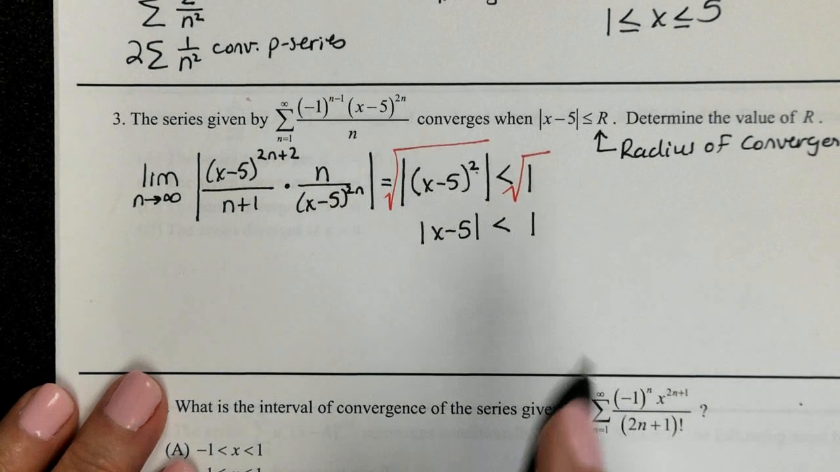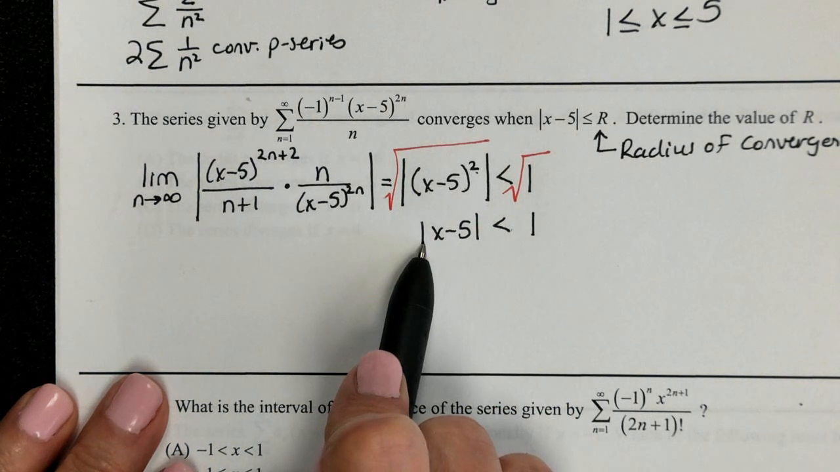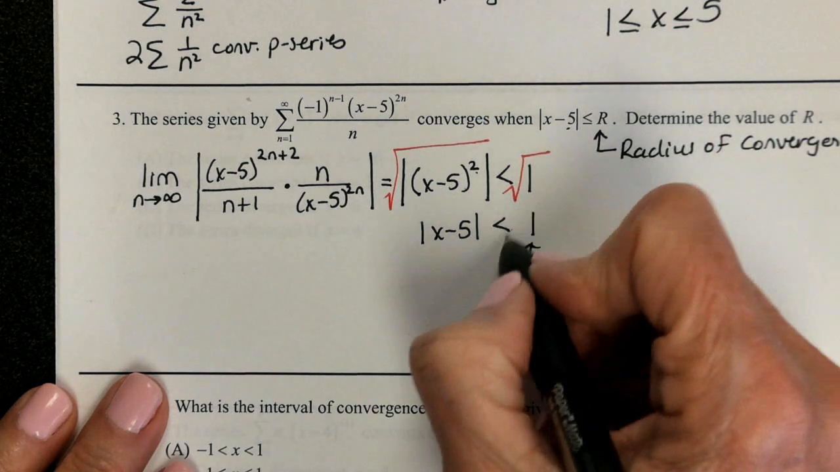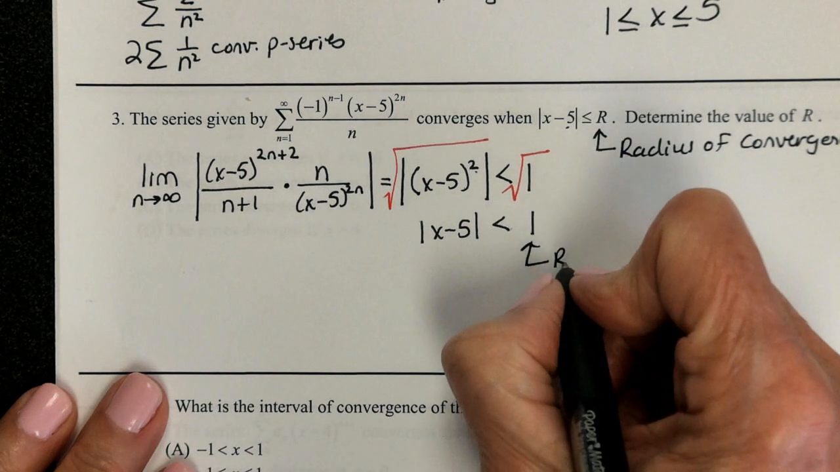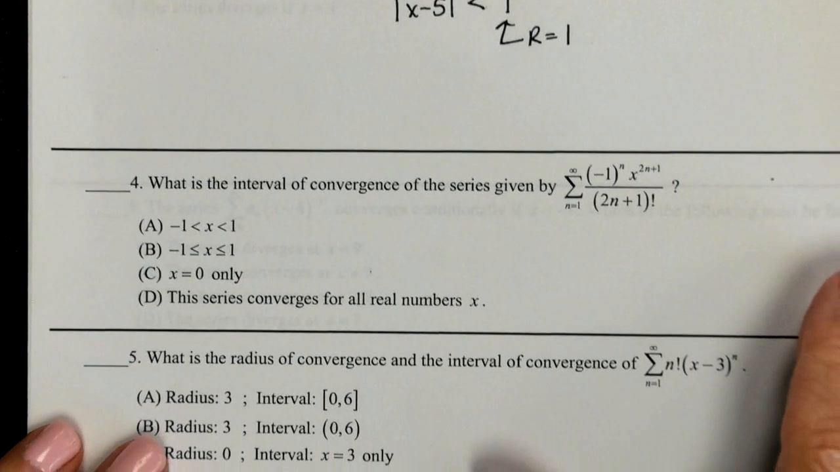Okay, sidetrack. So, no plus or minus 1. Absolute value over here. We just found our answer. Okay? So, r is equal to 1. Okay, that would be worth 3 points on an FRQ.